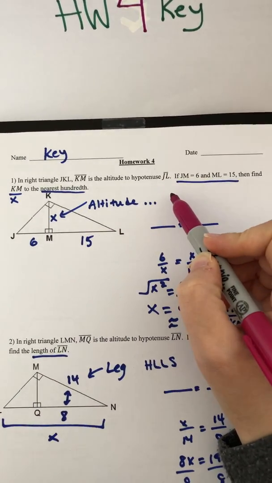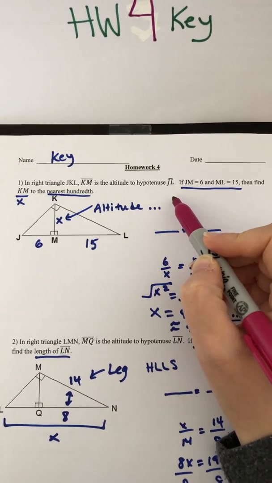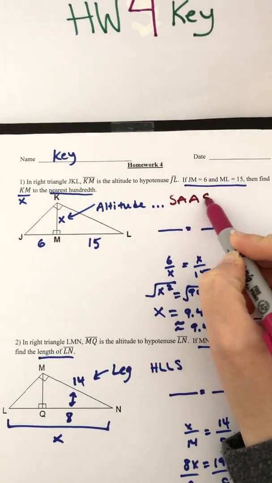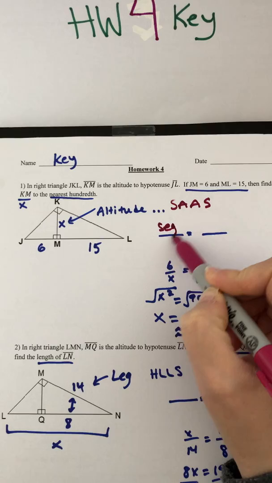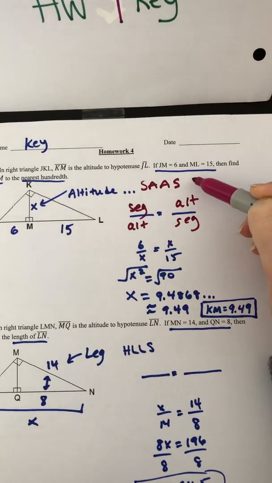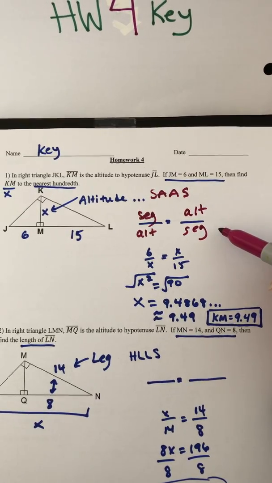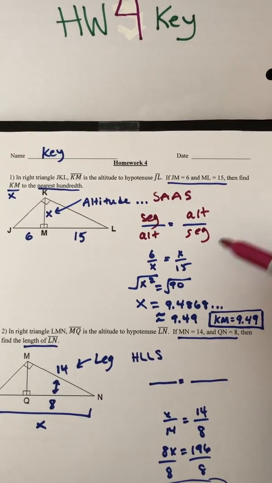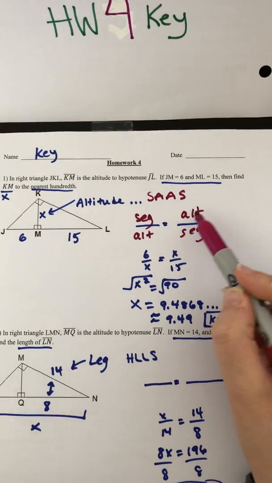That means if the altitude is being labeled with some sort of information, that's a SAS problem. SAS stands for segment over altitude equals altitude over segment. If you write the word SAS, please also write out the fractions here with the words, so that way you can plug it in and also get credit for your setup.